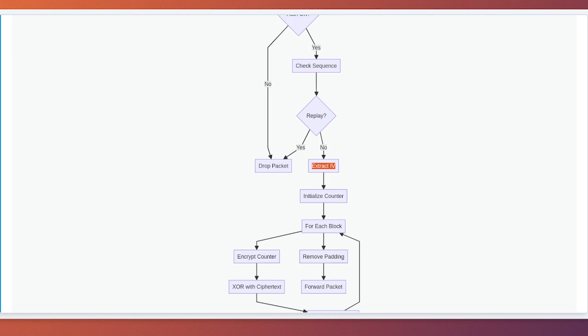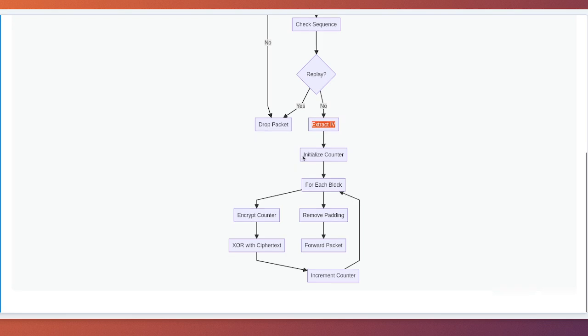Now for the actual decryption, which in CTR mode is beautifully straightforward. We reconstruct the same counter values used during encryption, using the nonce from the received IV, combined with incrementing block counters. For each block of ciphertext, we encrypt the counter value with our AES key to regenerate the same keystream used during encryption. XORing this keystream with the ciphertext recovers the original plaintext. The symmetry here is perfect. Encryption and decryption use identical operations, just with inputs swapped.